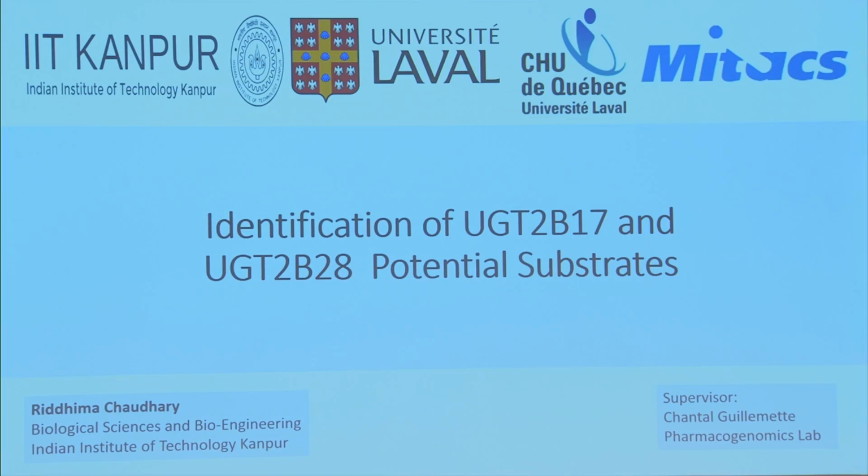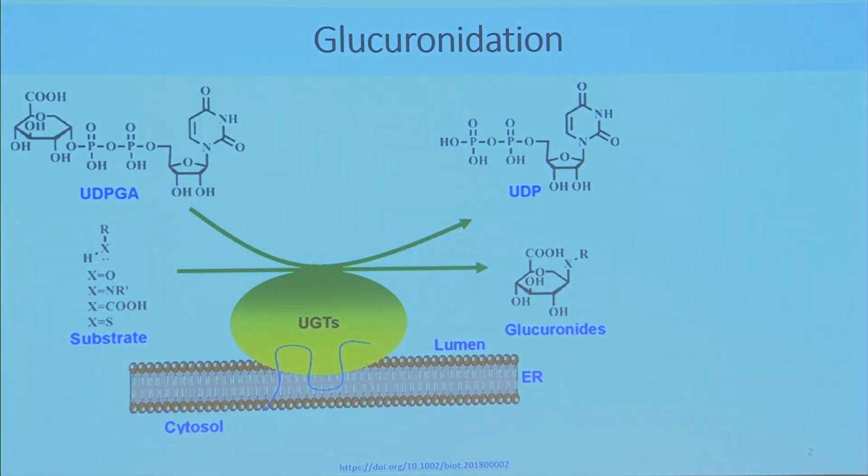So let us look at what UGT enzymes are. UGT stands for uridine diphosphate glucuronosyltransferase enzymes. They catalyze the glucuronidation reaction, in which they add a sugar molecule from a UDP sugar donor to a variety of functional groups, that are carboxylic, amine and hydroxyl groups, and endogenous toxic metabolites. They ultimately form glucuronides that are inactive and water soluble.